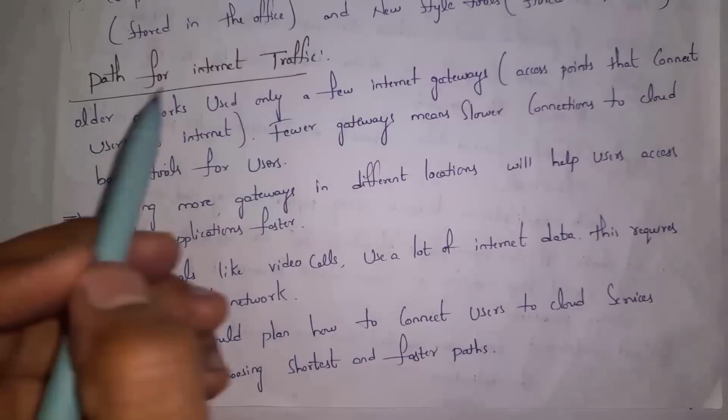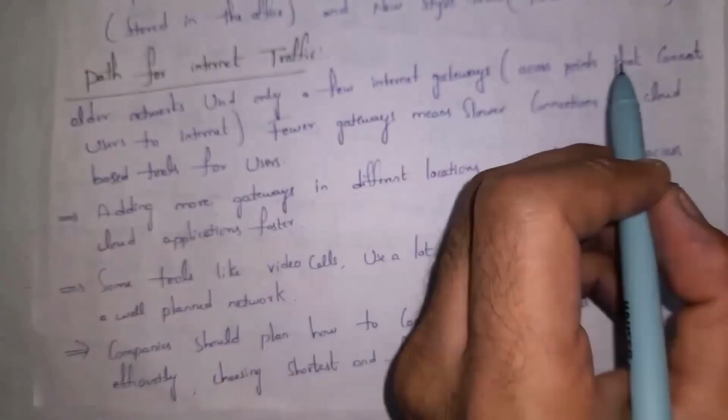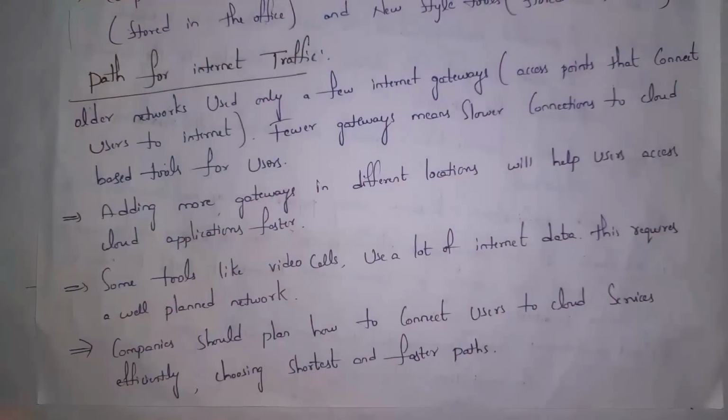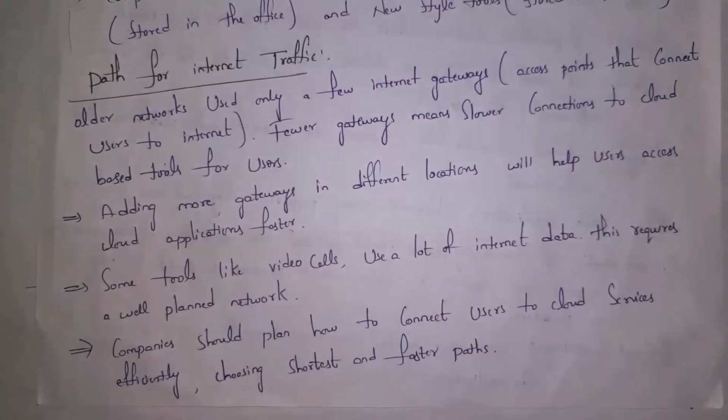Older networks used only a few internet gateways. Few internet gateways are nothing but access points that connect the users to the internet. Fewer gateways mean a slow connection between user and cloud. So if we create more gateways in different locations, there will be a fast connection between user and cloud.